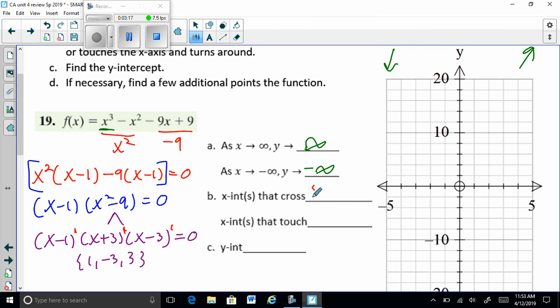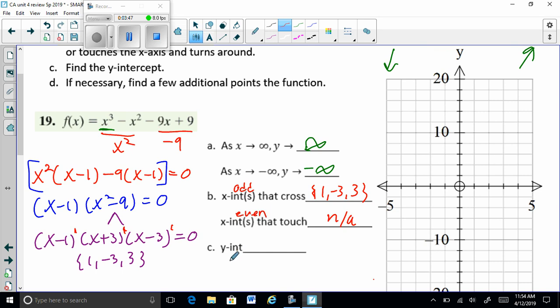So, 1, negative 3, positive 3. And then we don't have any that just touch and turn around. We'll talk about that later when we run into it. But basically, if the exponent on your factor is odd, then you're going to cross. If it's even, then it touches and turns around. And like I said, we'll run into some of that later, and we'll discuss it then.